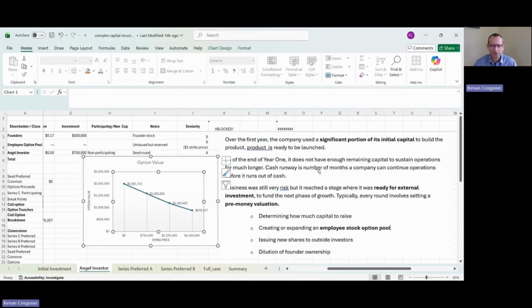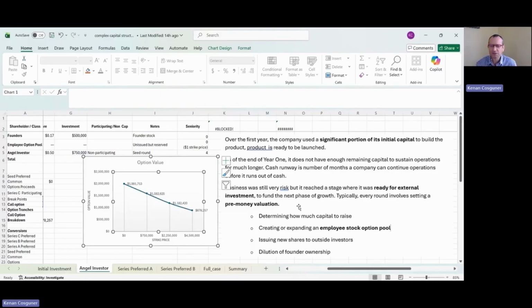In the first year, the company spent a significant portion of its capital on developing the product. At the end of the year, it doesn't have enough capital to sustain operations. At this stage the business was still risky. It has a product and they need to deploy the product rapidly in the market.